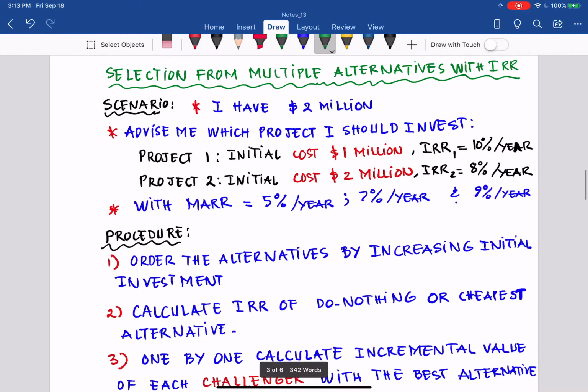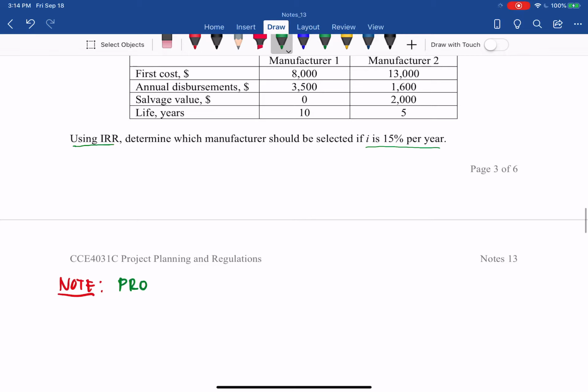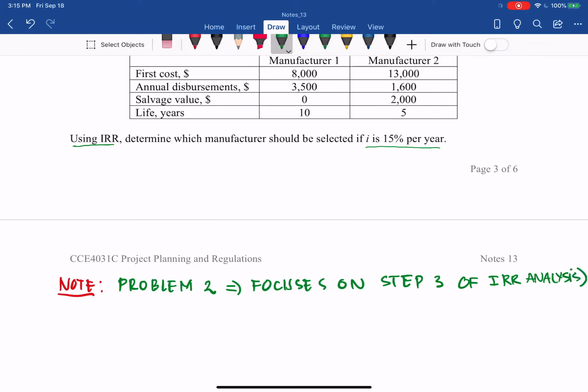So let's make a note here. Problem 2, just only focus on step 3, one by one calculation of incremental values of the IRR analysis. So keep that in mind.